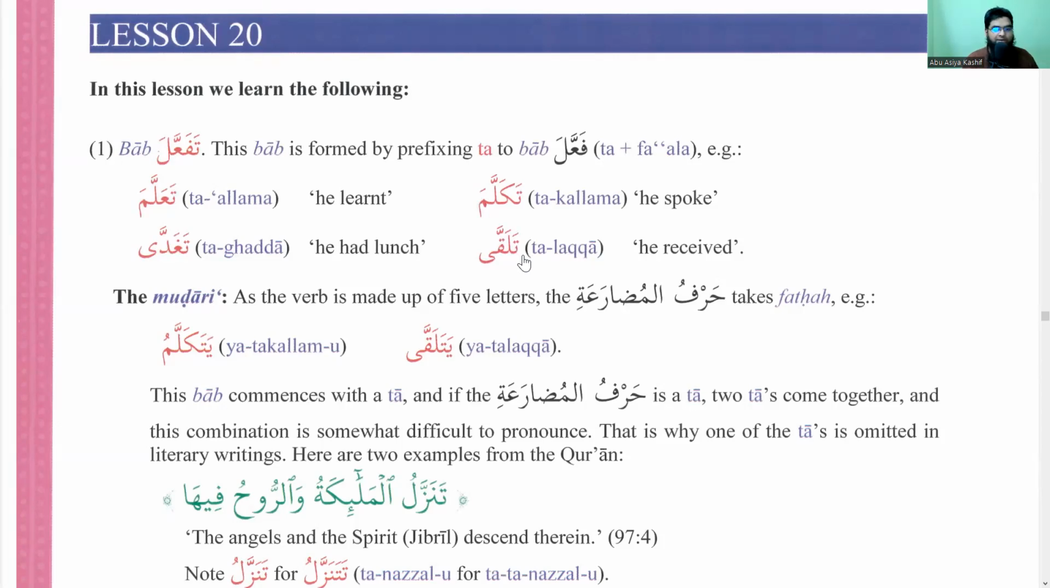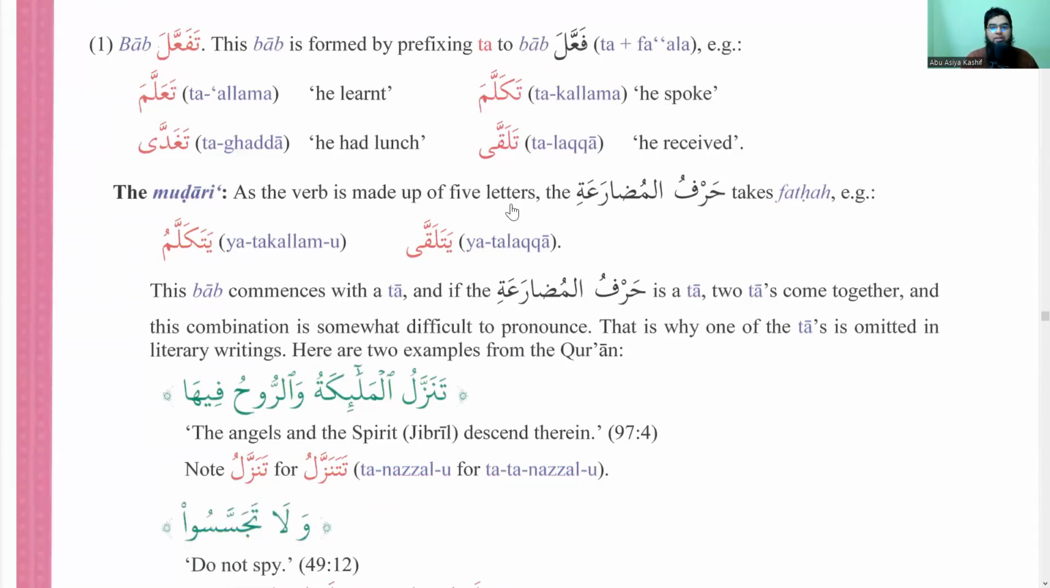Form 3 and form 5. The mudari is made up of 5 letters. We learned in form 2, 3, and 4, if you remember, we use dhamma in the mudari, correct? Like af'ala yuf'ilu, fa'ala yufa'ilu, jahada yujahidu, and form 3 is also the same thing. Aslama yuslimu and all that. But now, from now on, we'll have fatha in the mudari. So we'll not say yu, we'll say ya in active. Takallama, yatakallamu. Talaqqa, to receive. Yatalaqqa, he receives.